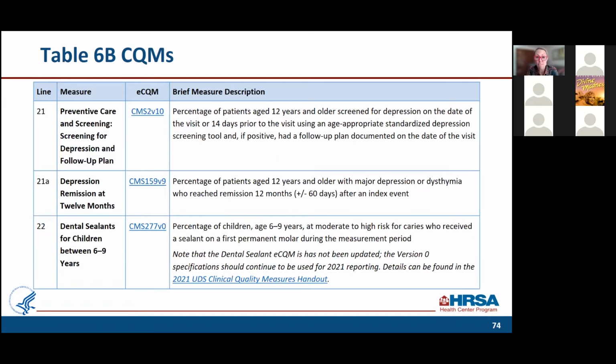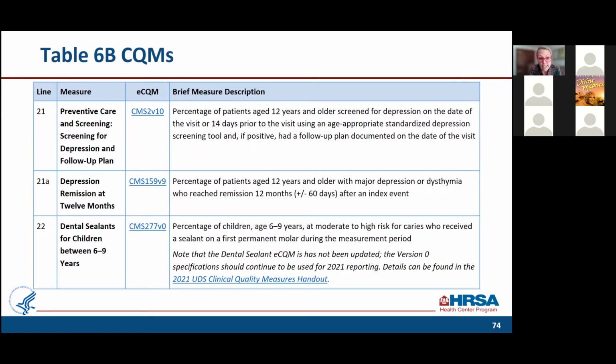Screening for depression and follow-up plan is reported on line 21. This measure looks at the percentage of patients aged 12 and older who are screened for depression on the date of the visit or 14 days prior to the visit using an age-appropriate standardized screening tool, and if positive, had a follow-up documented on the date of the visit. In the denominator, you'll include patients 12 years and older with at least one medical visit during the measurement period.